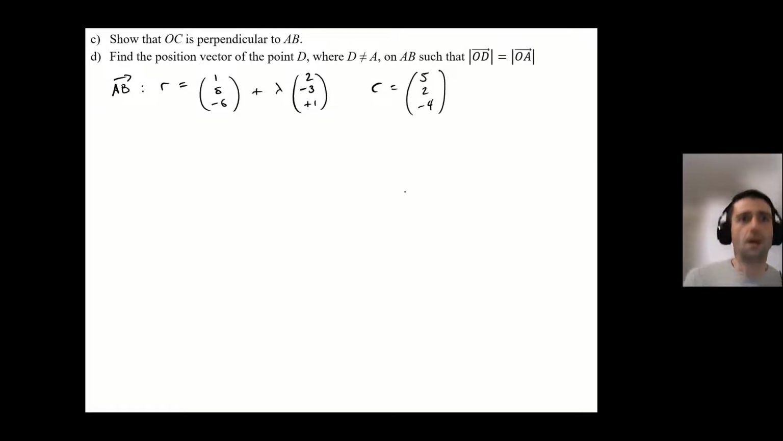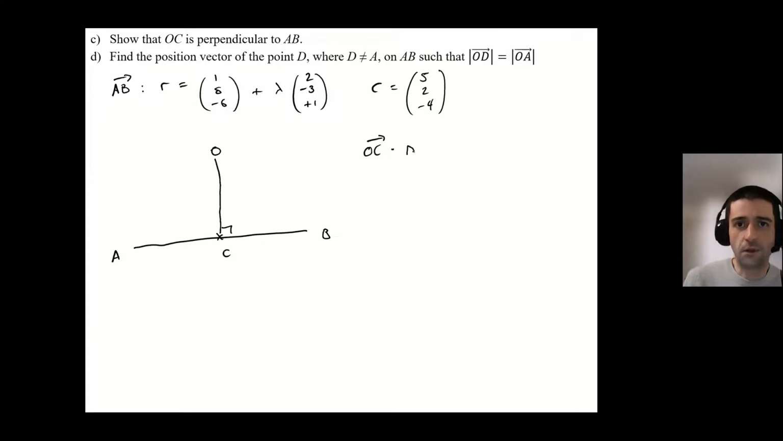Okay, so we need to show that OC is perpendicular to AB. Right, so let's just draw a little diagram here. So we've got the line here, which is the line AB. We've shown in the previous question that C lies on the line AB. So what we're now looking to do is draw a line in from the origin O and show that that is perpendicular. Now, the way that we're going to do that is we need to show that O to C dotted with A to B equals 0, because if the dot product between two vectors is 0, then they are perpendicular.